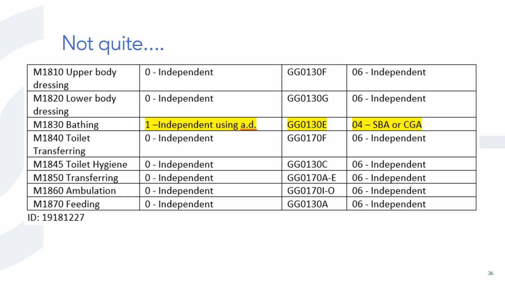And same thing on this item. Everything else looks good. We have a very independent person, except for the bathing, where it was marked on the M1830 side, independent using an assistive device. So that's your modified independent patient. But on the showering/bathing for GG0130E, it was marked as standby assist or contact guard assist. Again, you can't do that. You either need a human or you don't. So again, one of those is miskeyed.